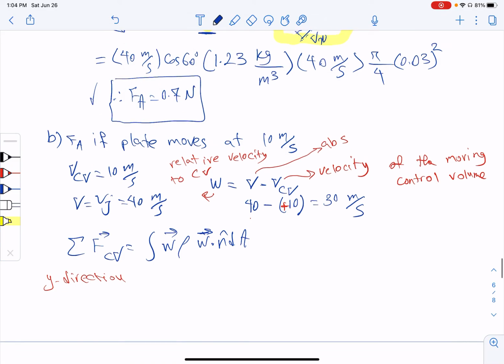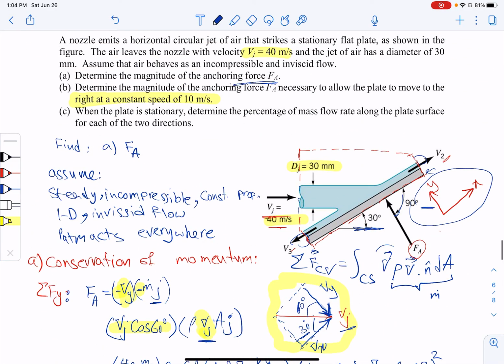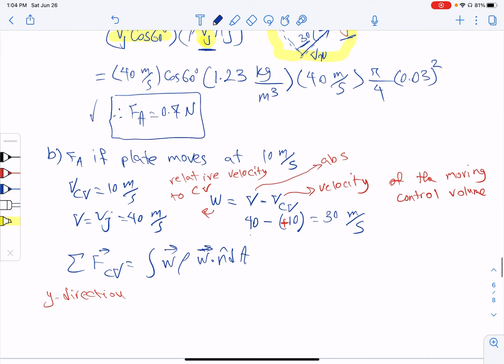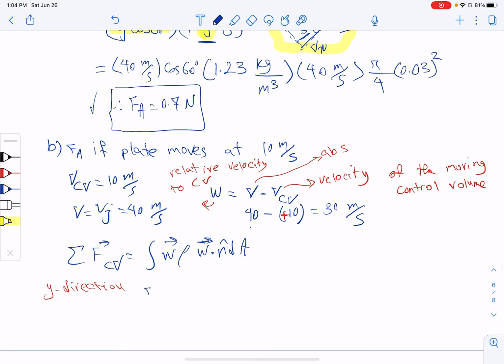So for velocity in the y direction, we have the FA again. So we have FA, and then we have WY, right? And we have M dot J. Now let's see what is the sign of them. And you know already why we consider y, because it's in the y direction.